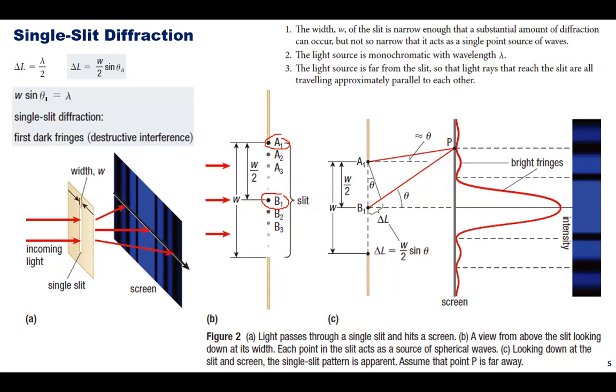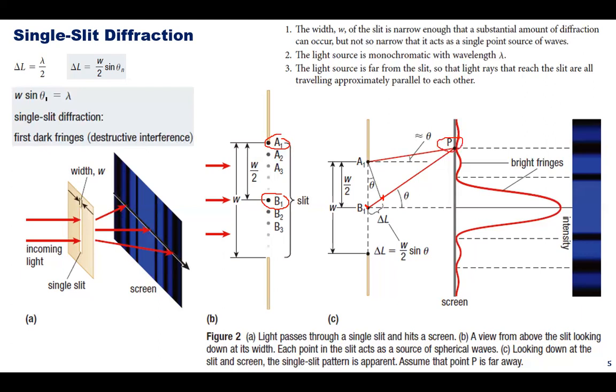Okay, figure 2c shows the distances from these points to a point P on the screen. The path length difference, path length difference delta L is here from this point to this point. Although figure 2 shows the screen close to the slit, assume that the screen is quite far away. So all the angles denoted by theta are approximately equal. Okay, next, suppose the waves from A1 and B1 interfere destructively when they reach a particular point on the screen here.